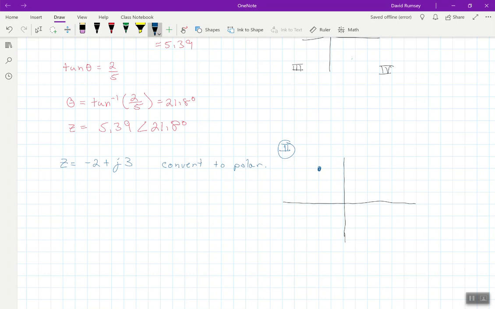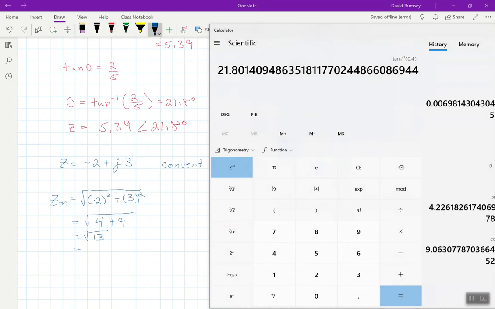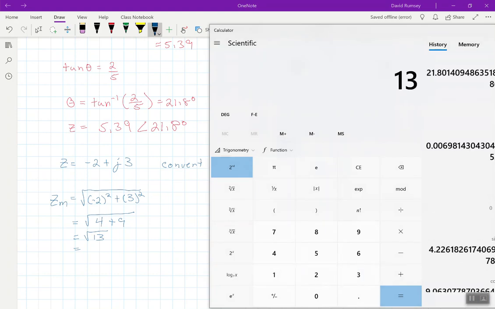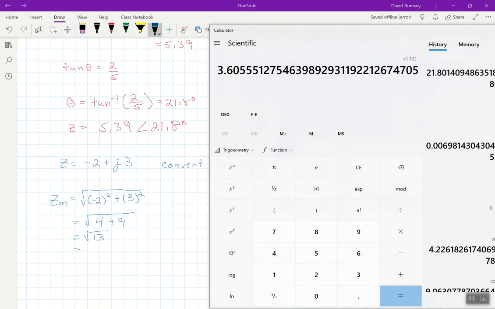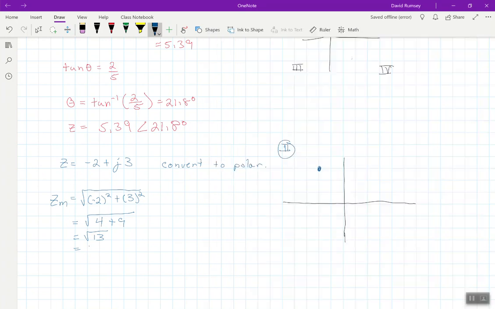But the first thing we can compute, which doesn't matter what quadrant we're in, is of course the magnitude, z sub m, which is just going to be the square root of negative 2 squared plus 3 squared, which will be the square root of 4 plus 9, which is the square root of 13. We can just plug that in, square root of 13, and we get 3.61. All right, so that's easy enough to do, 3.61.